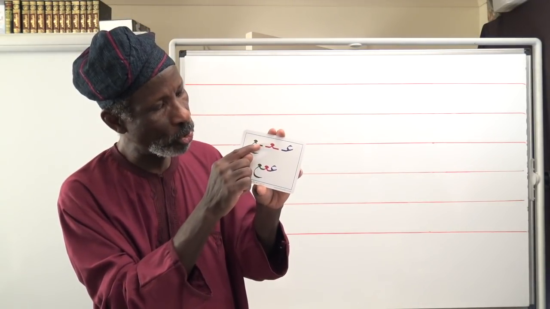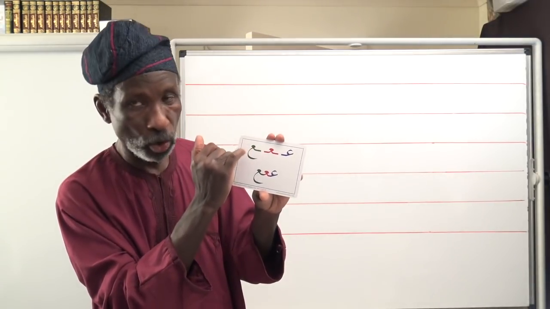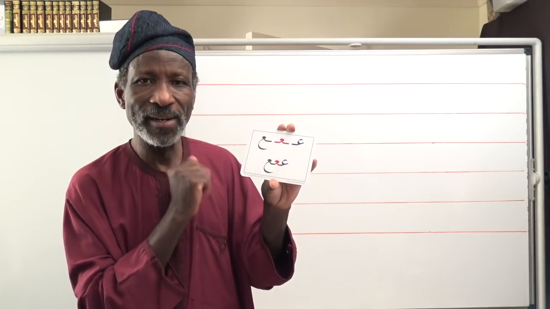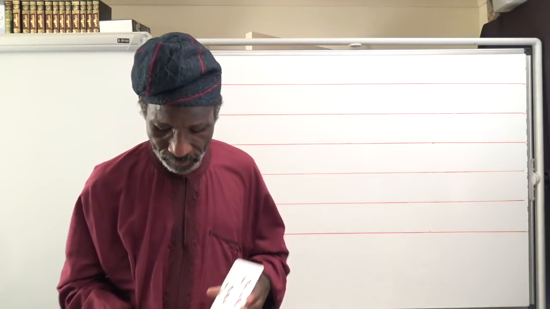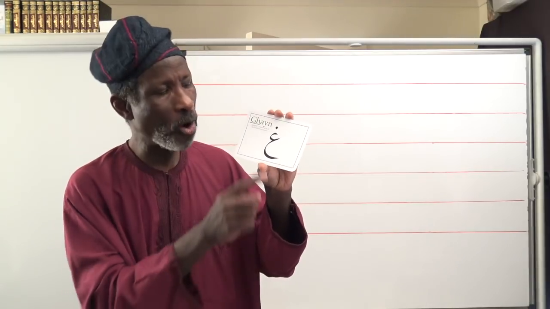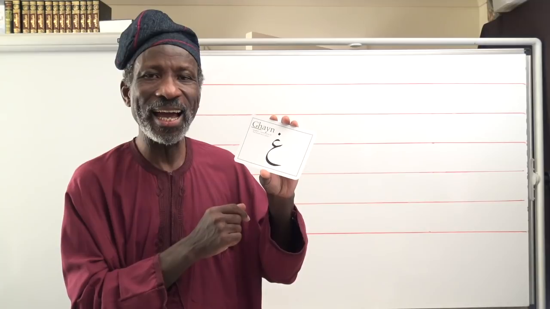And then you continue, do the same thing at the end, slightly flat, and I'll show you when I write it on the board for you. And that says ah. That's a very challenging sound. Ein. Now, same shape as your ein, but you have one dot, and that is rain.